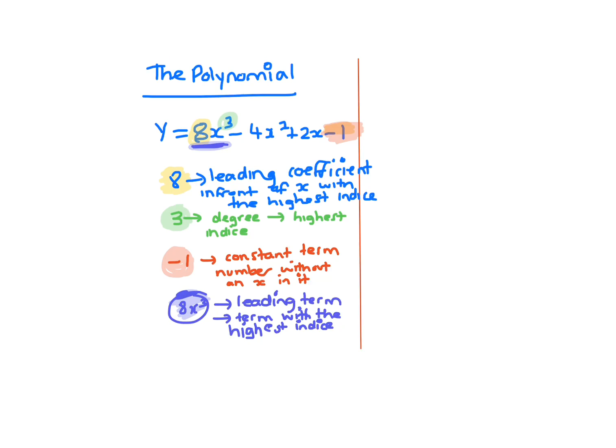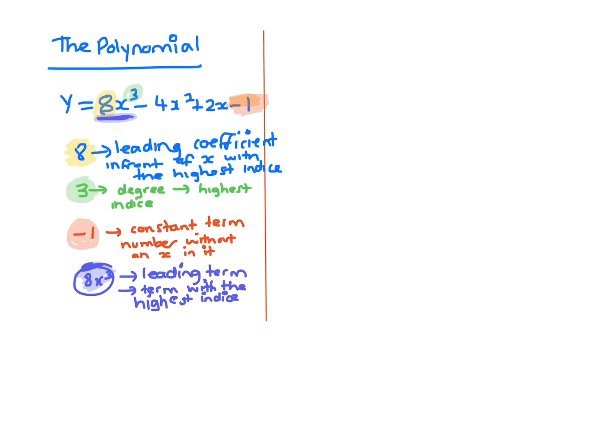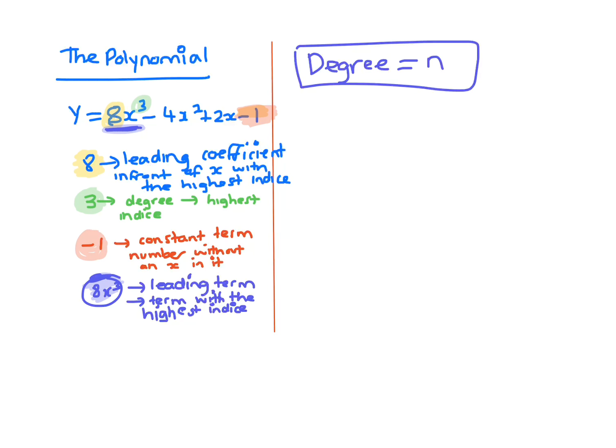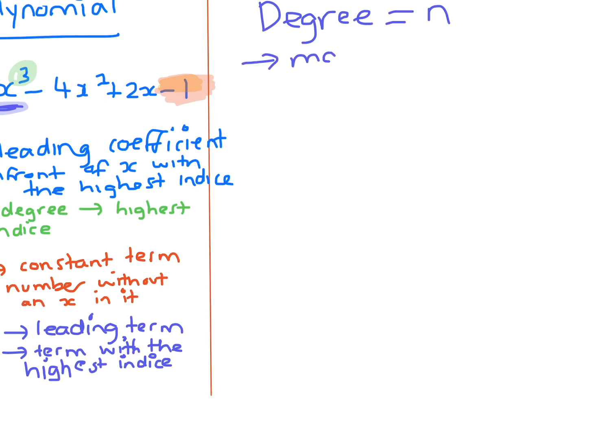Now, just a couple of other things that go with this that I just want to make sure that you are aware of. And that's basically, if a polynomial has a degree equal to n, where n is any number, then the largest number of roots that that polynomial could have, so the maximum number of roots, all zeros, that polynomial could have equals n.